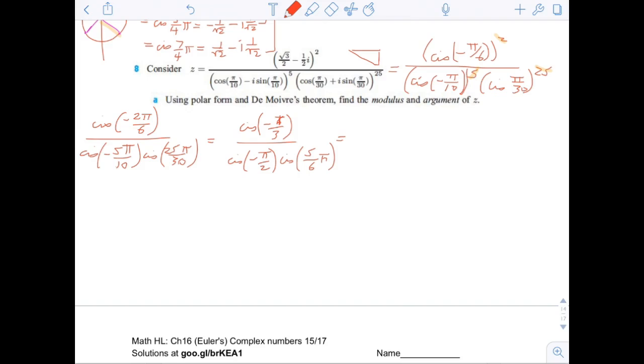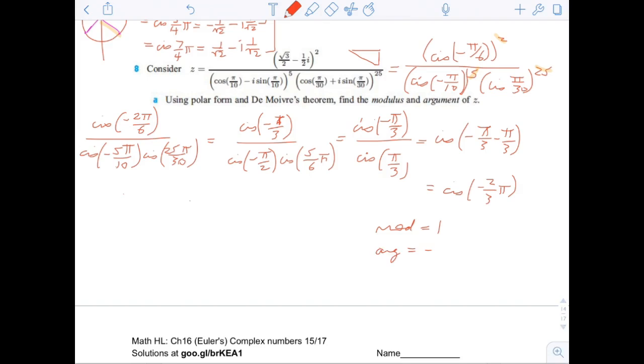I can combine the bottom two cis's, because if I multiply two cis's together, I add the arguments. So negative pi over 2 is the same thing as negative 3/6 pi plus 5/6 pi, which would give me 2/6 pi, which would be positive pi over 3. And the top is negative pi over 3. So now I'm going to combine the top and the bottom here. Whenever you have cis's dividing each other, you subtract the arguments. So the result would be cis negative pi over 3 minus pi over 3, which is cis negative 2/3 pi. So the modulus here is equal to 1, and the argument here is equal to negative 2/3 pi.